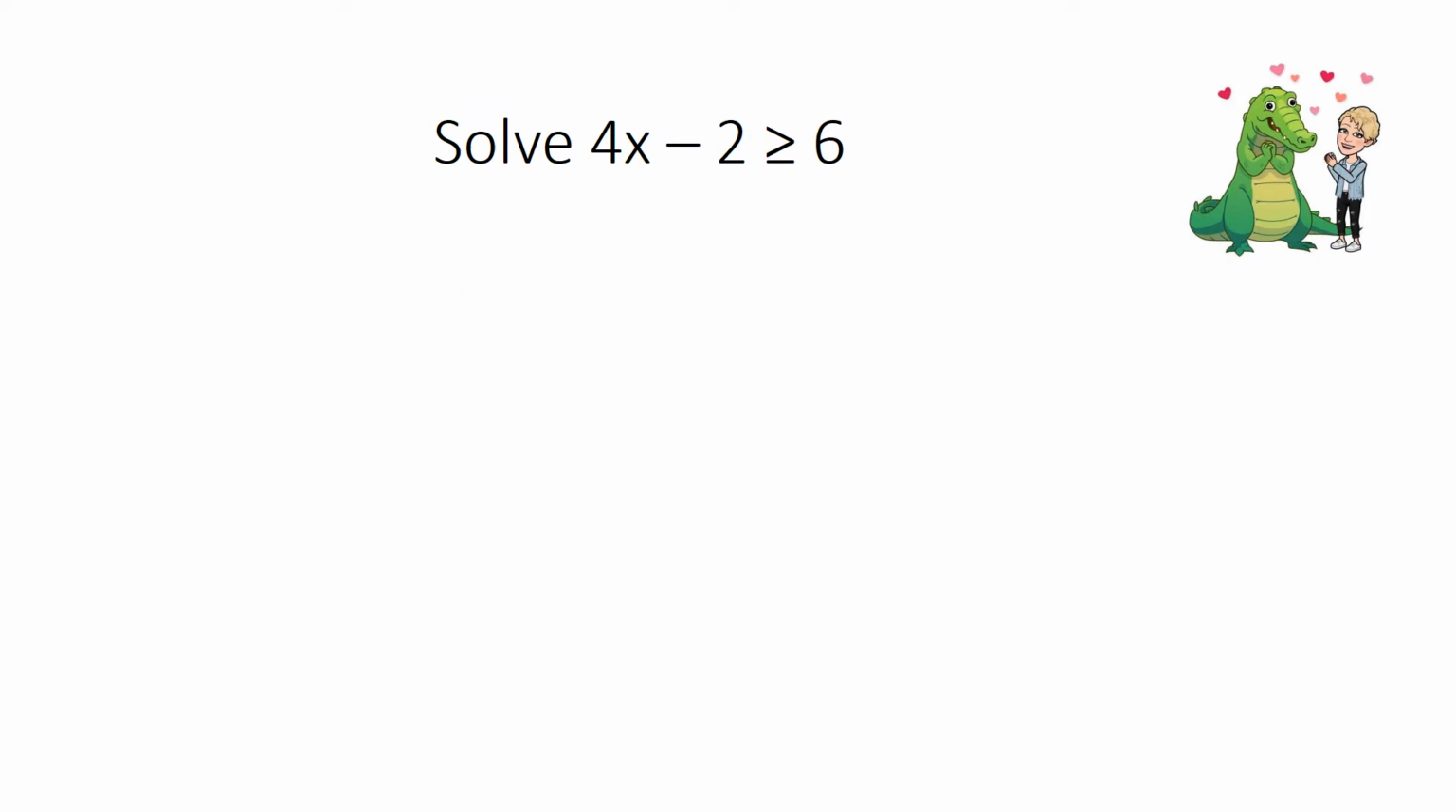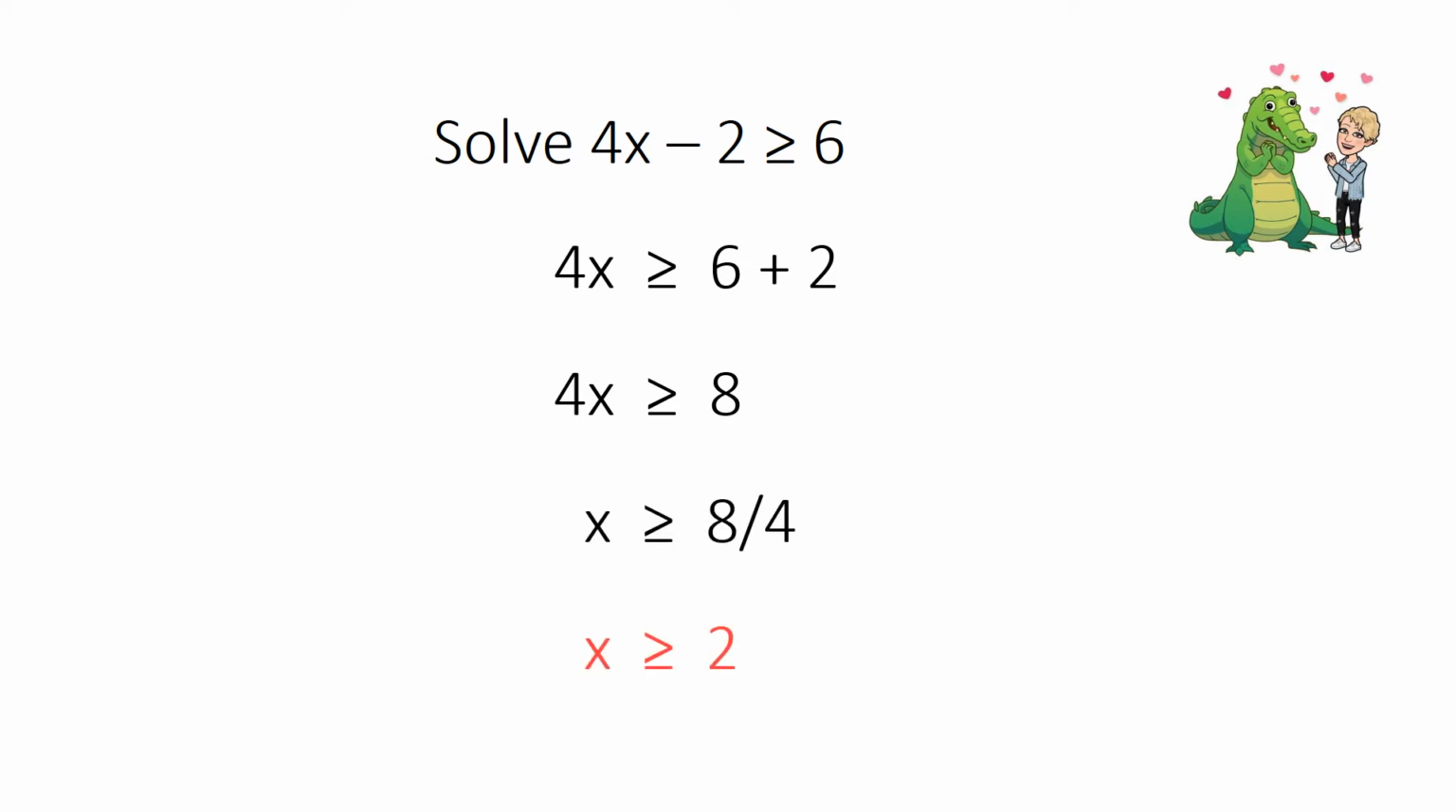So, example 1. Solve 4x minus 2 is greater than or equal to 6. The first thing we do is add 2 onto both sides, which gives us 6 plus 2 on the right-hand side, which is the same as 8, just as if we were solving a normal linear equation. Then we divide both sides by 4. So the answer to this inequality is x is greater than or equal to 2. And that's the final answer, we leave it there.